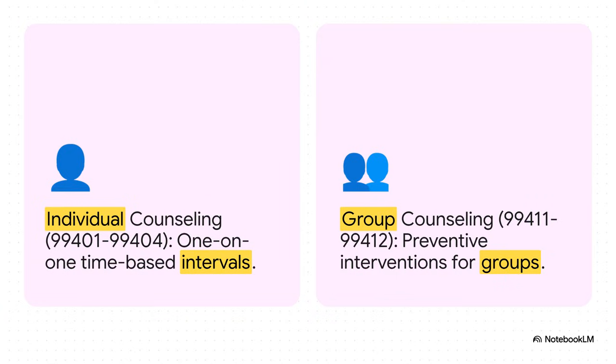Codes 99401 through 99404 are strictly reserved for individual, one-on-one sessions. But if the provider is doing a preventative intervention for a whole group, say it's a healthy diet seminar for patients who are at risk of obesity but aren't obese just yet, you have to shift gears and use the group counseling codes, which are 99411 and 99412.